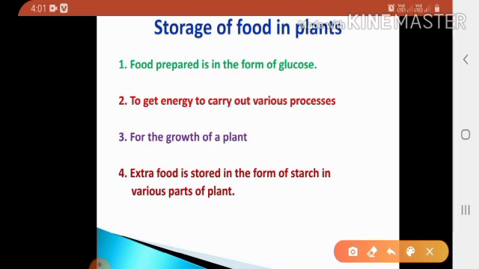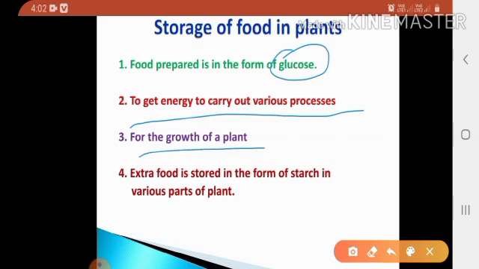Food prepared is in the form of glucose. Children, what are the functions of this food? This food is utilized by the plants to get energy to carry out various processes. For example, plants have roots to absorb water from the soil. For that they need energy. Plants need energy for growth also. For example, the height of the plant grows, the width of the plant also grows. So that energy comes from the food.